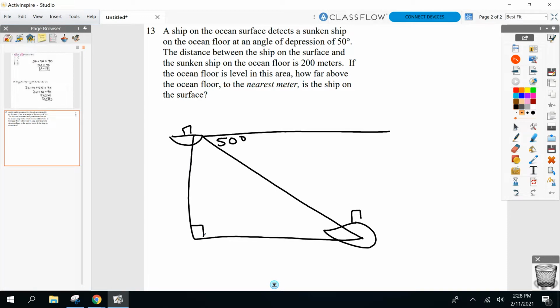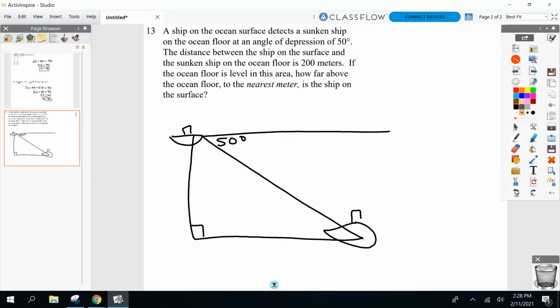Wait, why can't you do a triangle connecting the ship and the... So like this one right here? Yeah, that's fine. I just want to make sure you put your values in the right spot though. So you could do that. That's fine. Let's see, what do I have? The distance between the ship on the surface and the ship on the floor is 200 meters.